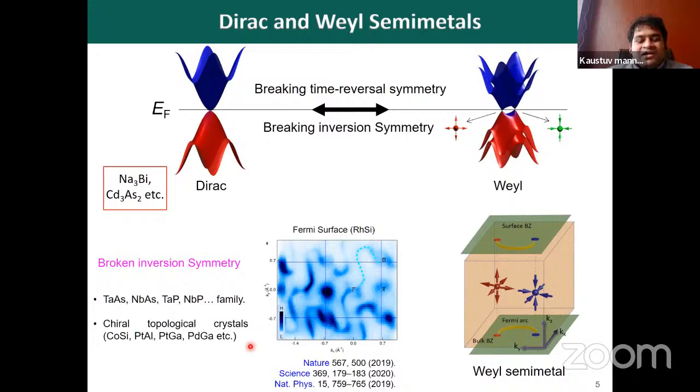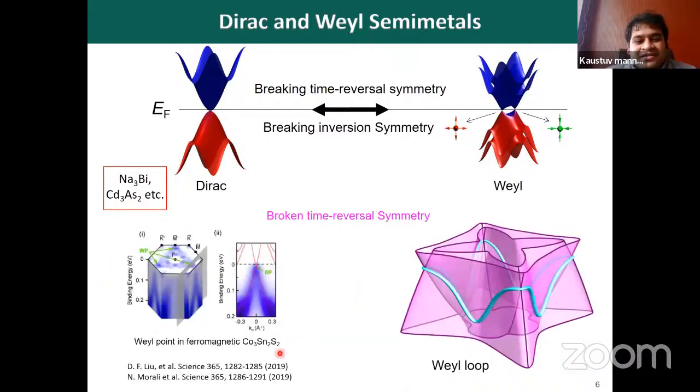But these are all families of compounds where we have Weyl fermions because of inversion symmetry breaking. The other class is broken time reversal symmetry, which means these are magnetic materials. A recent example is cobalt three tin two sulfur two, where these are ferromagnetic materials, so we have broken time reversal symmetry.